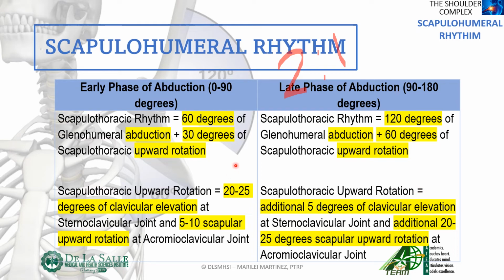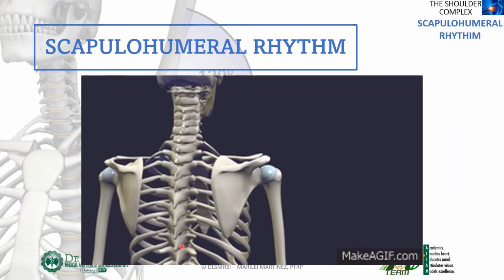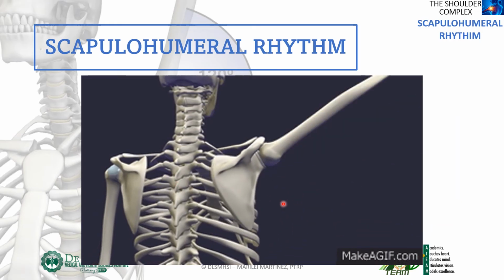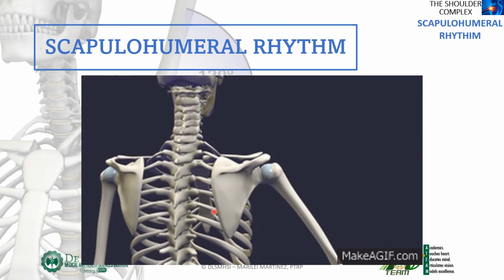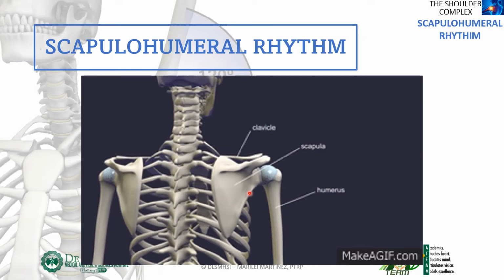So basically, for shoulder abduction to happen, there should be movement in the glenohumeral joint and in the scapulothoracic joint, and since there is movement in the scapulothoracic joint, there should also be movement in the acromioclavicular joint and sternoclavicular joint. This is just a video to show you what happens during abduction and specifically the scapulohumeral rhythm.